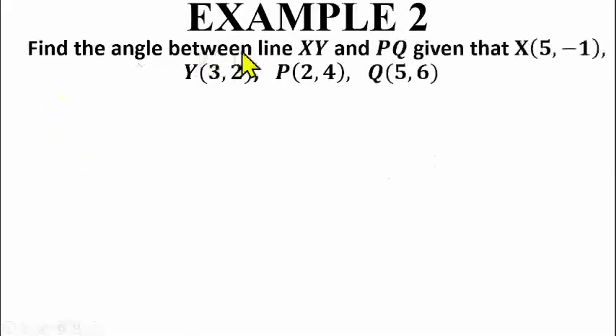Example 2 also, we are to find the angle between line XY and line PQ, given that line XY will pass through point S and point Y, and line PQ will pass through P and Q. So also, we need to find the gradient of line XY, and we need to find the gradient of line PQ. Pause this video, find the gradient of line XY and the gradient of line PQ, and let's see what you get. After that, you can play the video back to check whether you are right or wrong.